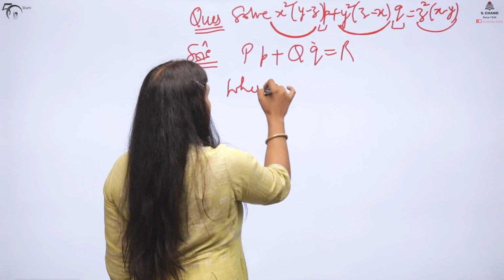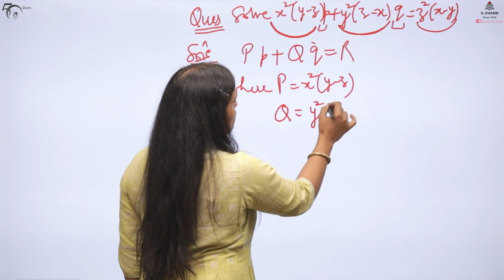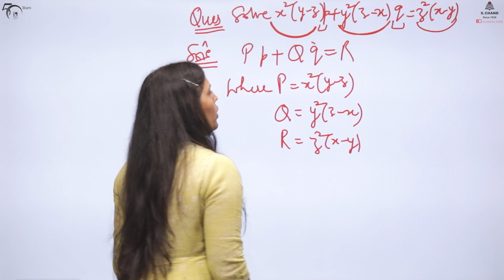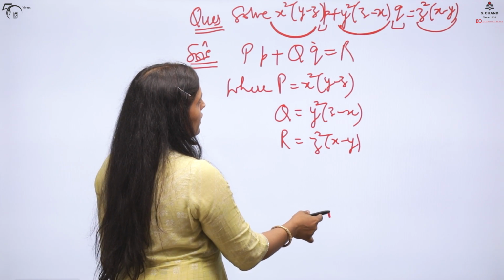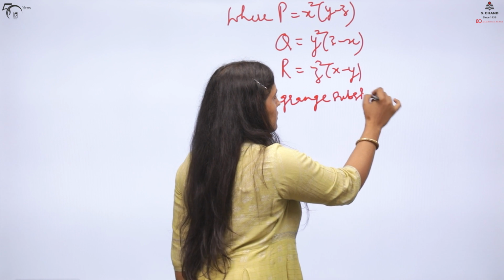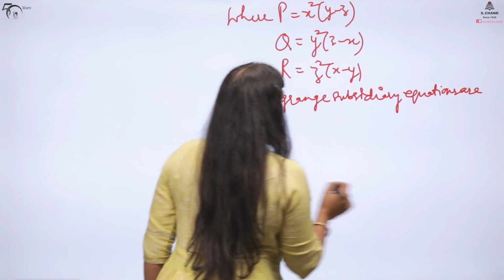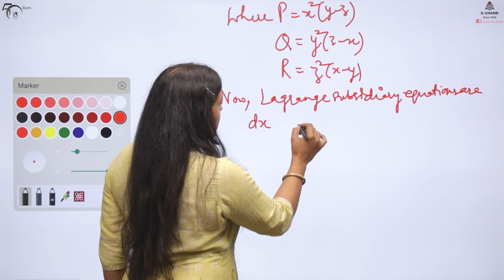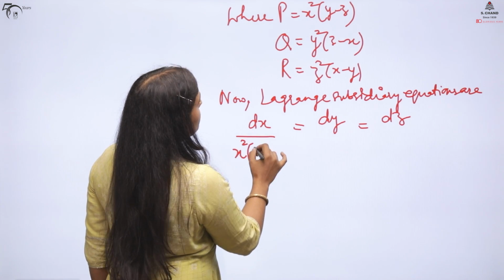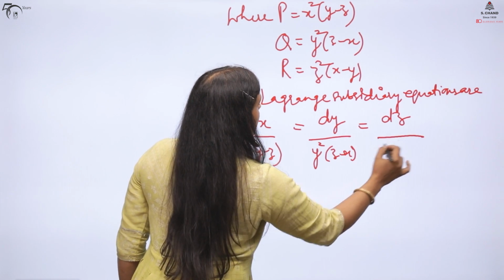What is capital P? That is x square y minus z. What is Q? That is y square z minus x. What is R? That is z square x minus y. So P, Q, R I got to know. After that I will now write the Lagrange subsidiary equations. How do we write? dx upon P, dy upon Q, dz upon R, with the capital P value and then the capital Q value.